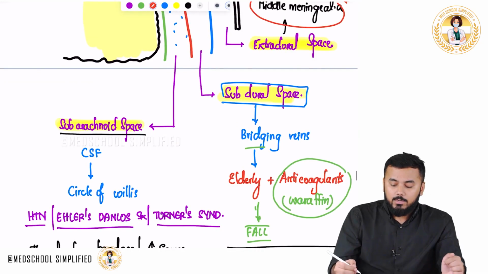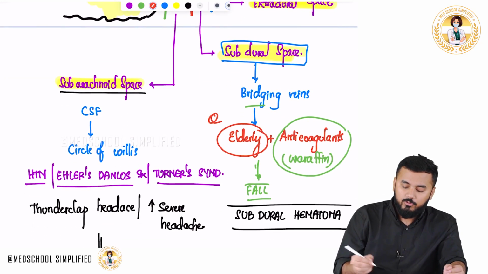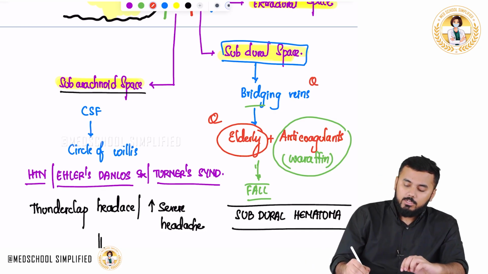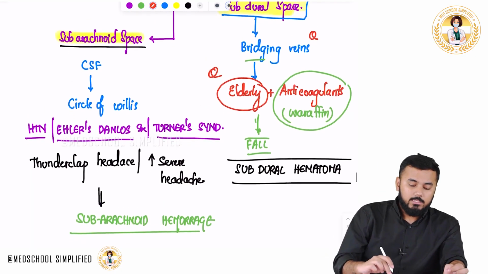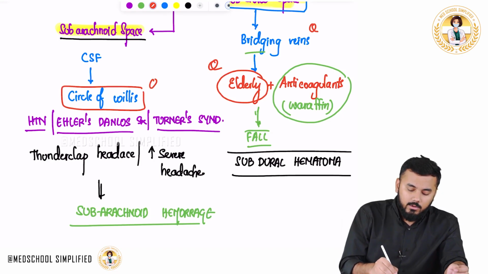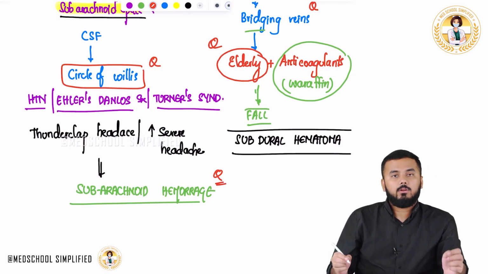And the next important thing, subdural space. Subdural hematoma is most commonly seen in which group of patients? Elderly, who are on anticoagulants. So which veins are damaged? Bridging veins, right? So this is your subdural hematoma. And next, subarachnoid space. Within the subarachnoid space, what do you have? Circle of Willis. And obviously such a kind of hemorrhage you call subarachnoid hemorrhage.